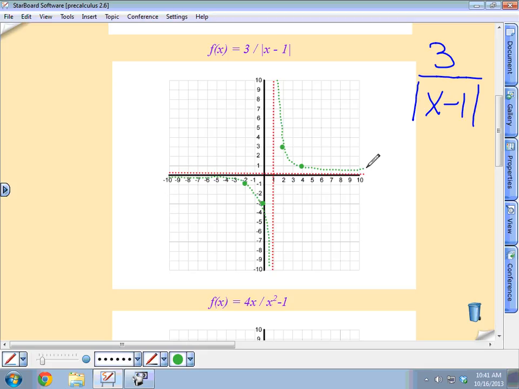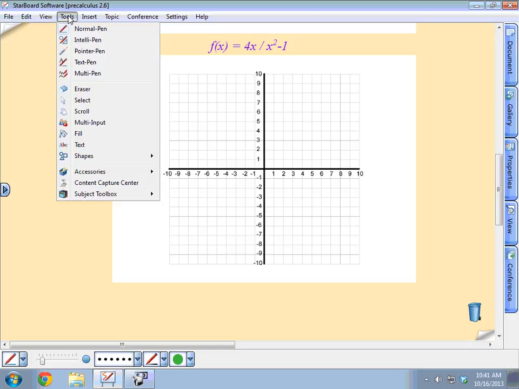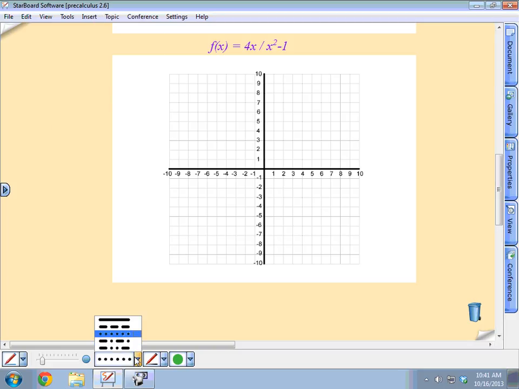All right. We should do blue next. Or yellow. Yellow might not show up. Just kidding.